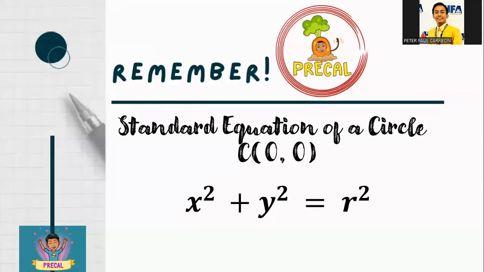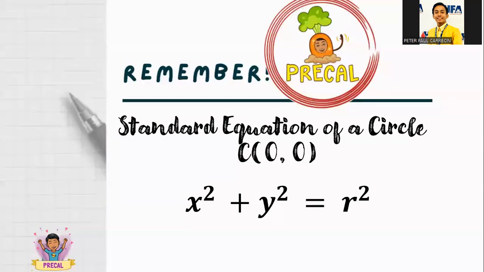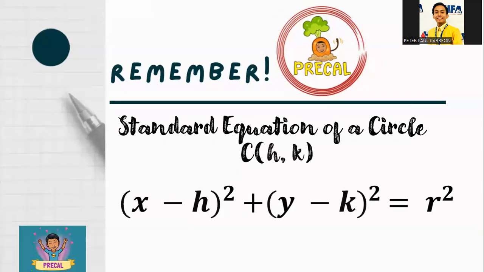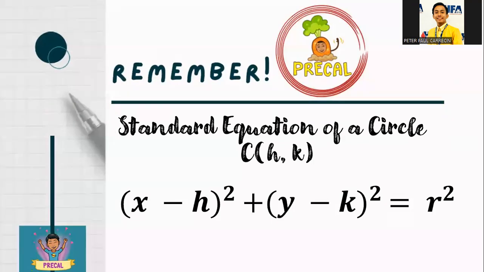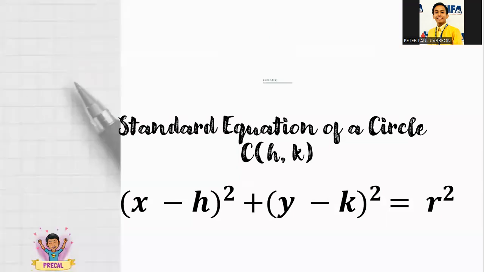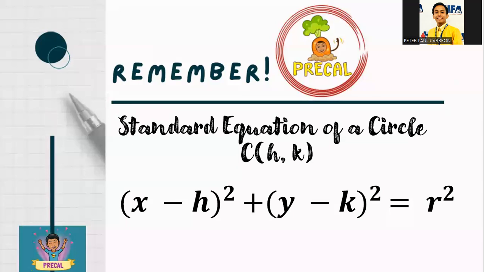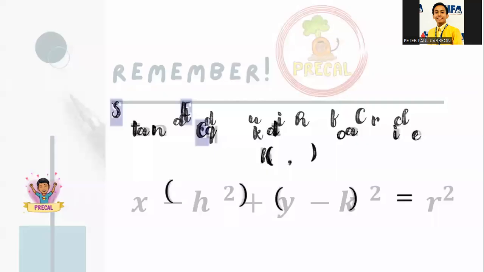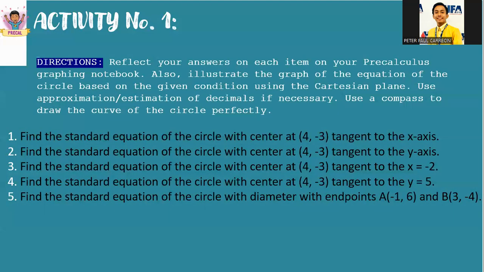Before that, let's review first the standard equation of the circle centered at (0, 0). It should be x squared plus y squared is equal to r squared. And then for the standard equation of the circle centered at (h, k), we have the quantity x minus h squared plus the quantity y minus k squared is equal to r squared. Now let's have sample problems.